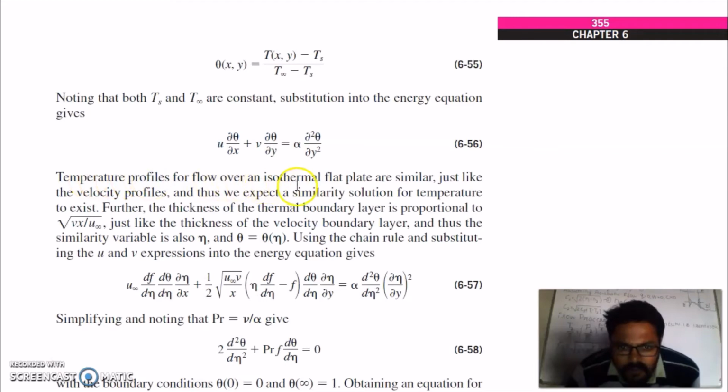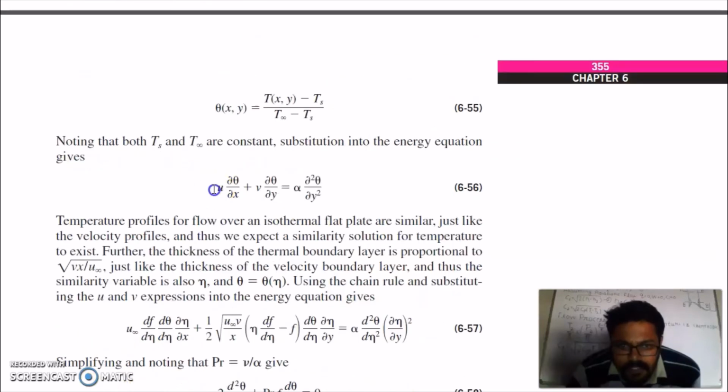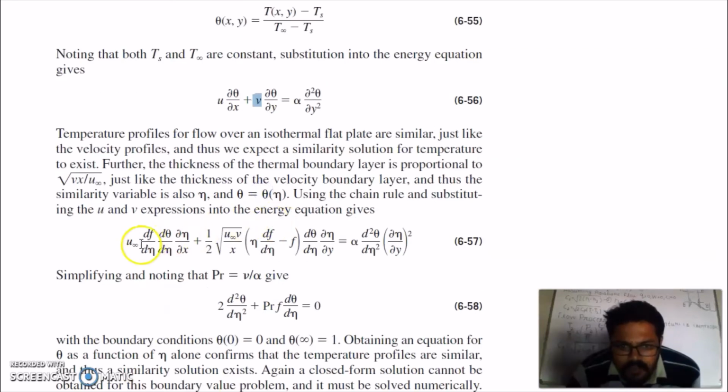The temperature profiles for flow over an isothermal flat plate are similar, just like the velocity profile, and thus we expect a similarity solution for temperature to exist. Further, the thickness of the thermal boundary layer is proportional to this, just like the thickness of the velocity boundary layer, and thus the similarity variable is also the same. Theta of eta is equal to theta of eta. Using the chain rule and substituting the u and v expressions into the energy equation gives the following. So this is the value of u here, this is the value of v. Put these u and v values in this equation here and here, and you will get this equation.